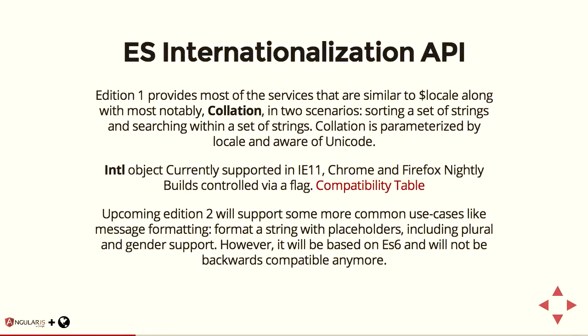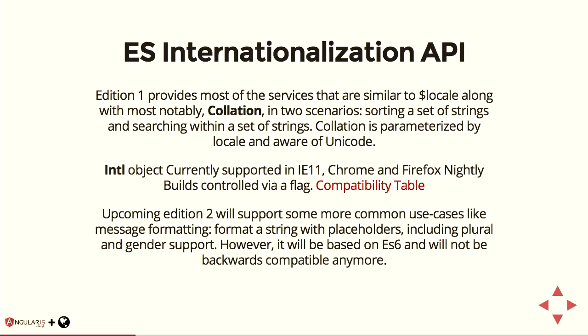Next, let's talk about the ECMAScript API, right? So this is, again, fairly similar to the $locale service, but of course, think of it as $locale polyfilling within the confines of Angular what you would otherwise miss if you were just using vanilla JavaScript, right? The only notable exception that the internationalization API provides natively is something called collation. And collation is actually quite important if you think about it. So collation basically means that when you read a list or you sort a list, you're sorting the list based on the language that you're reading the list in, right?